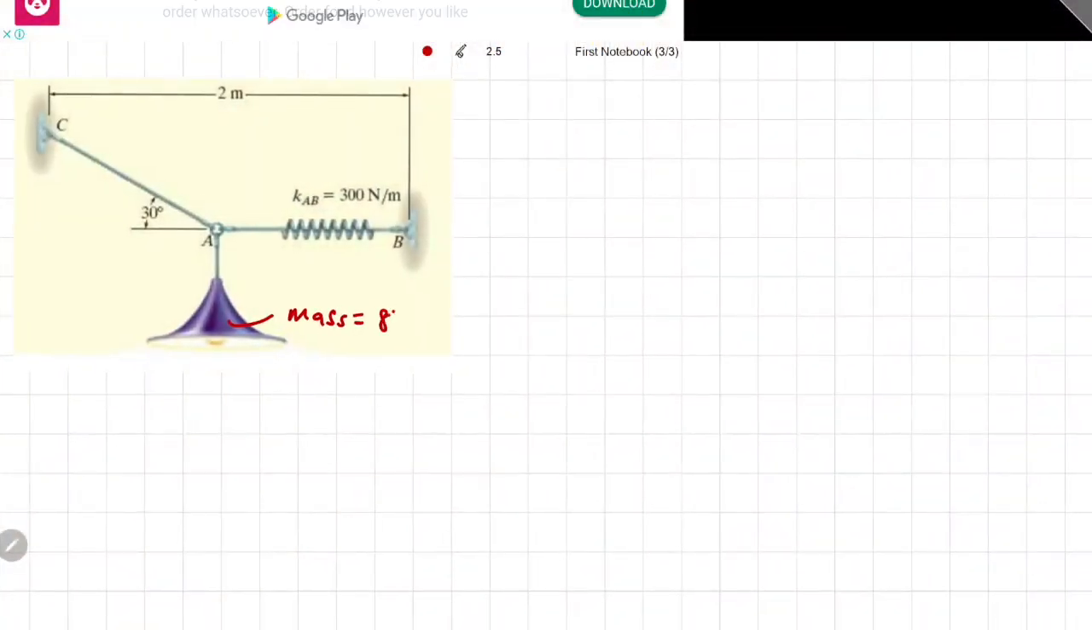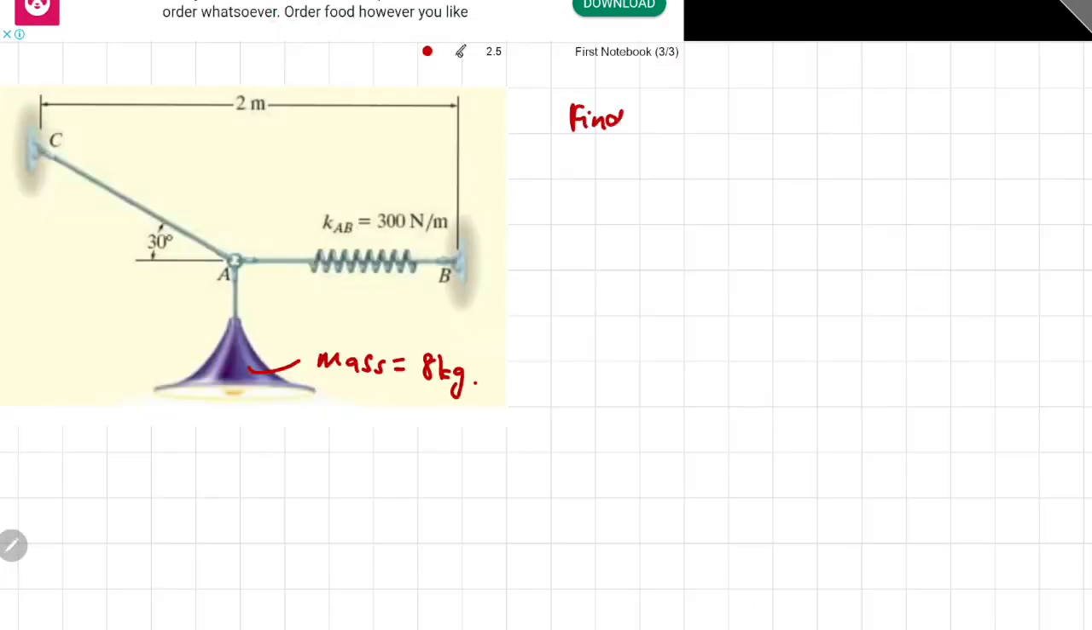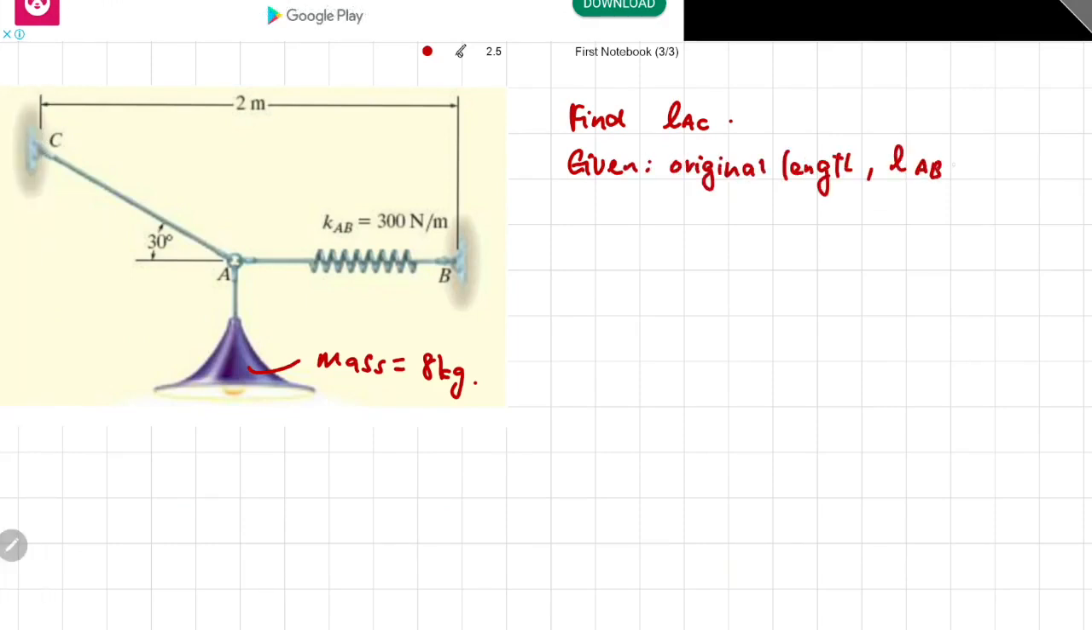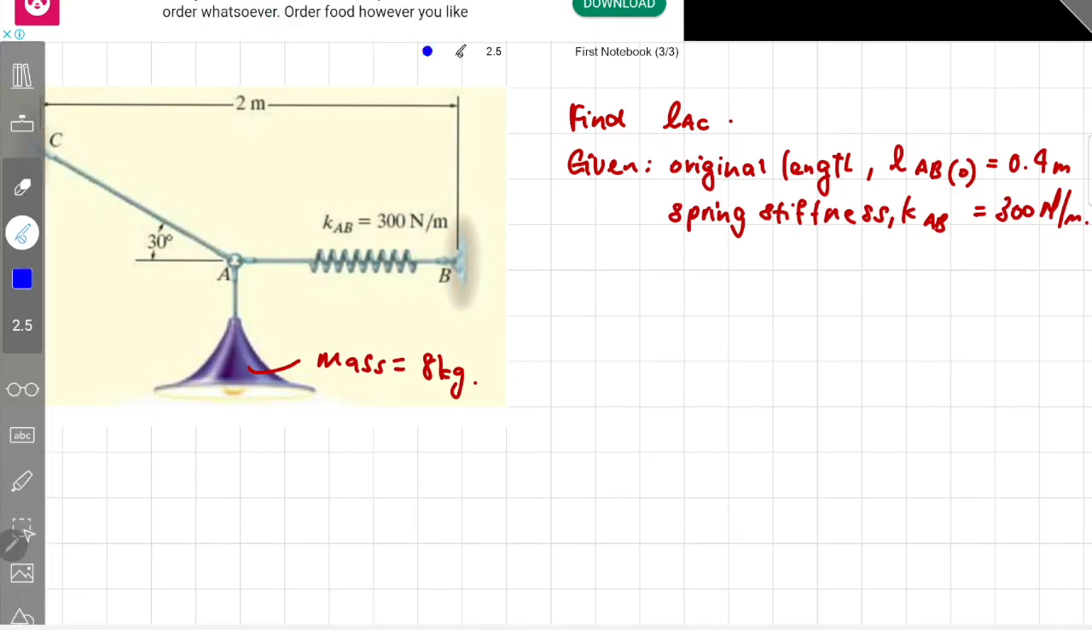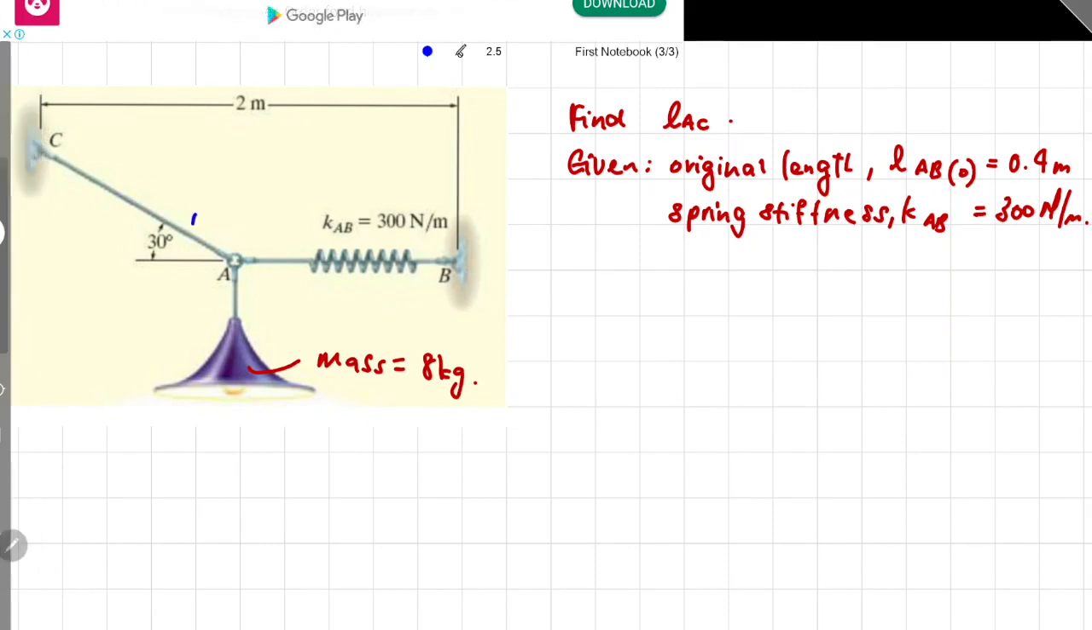Let us jot down the important information. We know the mass of the lamp is 8 kg. They want us to find what is the length of cord AC, and given that the original length of the spring, or I'll call it LAB naught, is equal to 0.4 meter. Also given is a spring stiffness of 300 Newton per meter. The lamp, the spring, and also cord AC are connected at point A.